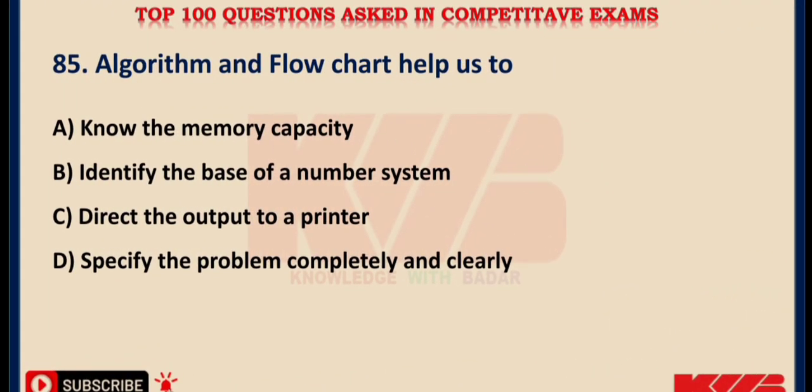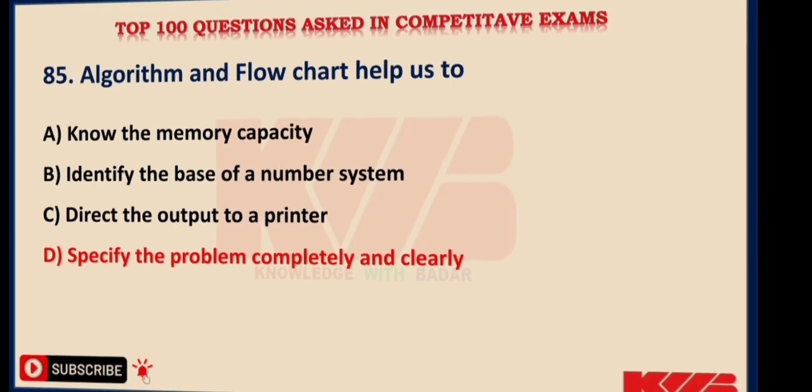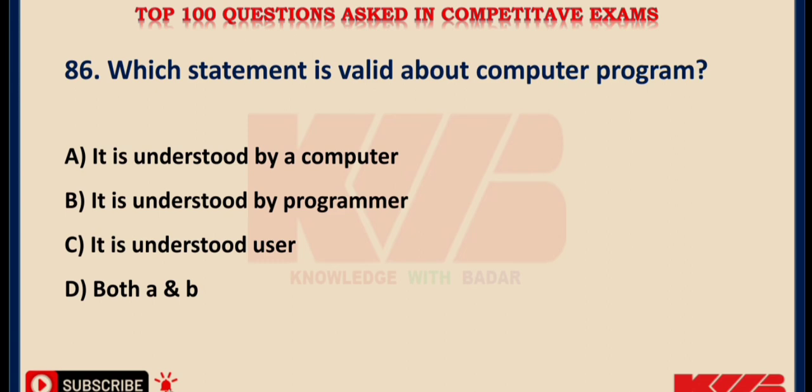Algorithm and flowchart help us to know the memory capacity, identify the base of a number system, direct the output to a printer, or specify the problem completely and clearly. Algorithm and flowchart help us to specify the program completely and clearly. The next one: which statement is valid about computer program? It is understood by the computer, it is understood by a programmer, it is understood by a user. Both A and B, which is the correct one? Yes, both A and B: it is understood by a computer and by a programmer.